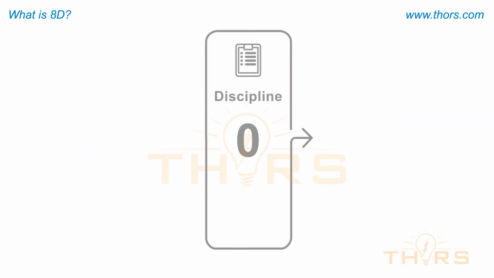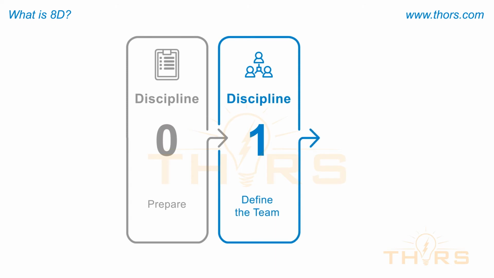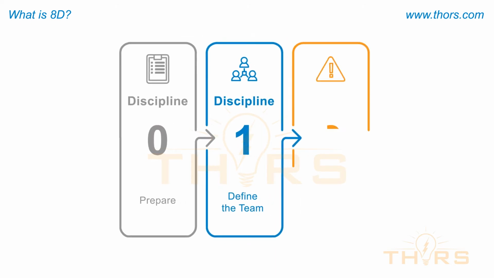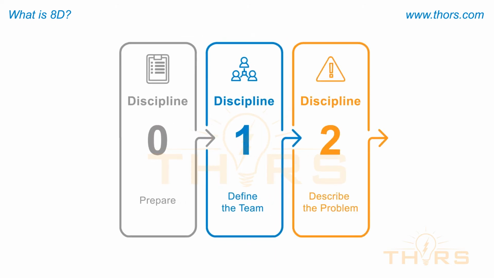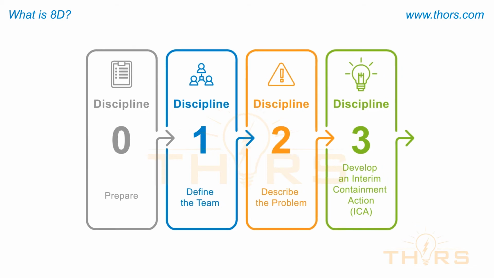With an initial Discipline 0 as a preparatory stage, the sequential 8D methodology steps include Discipline 0. Prepare. Discipline 1. Define the team. Discipline 2. Describe the problem. Discipline 3. Develop an interim containment action, or ICA.